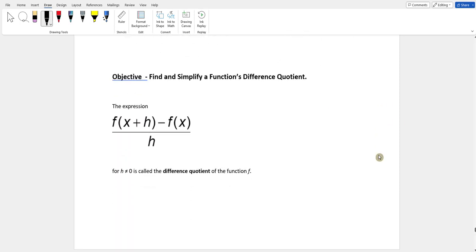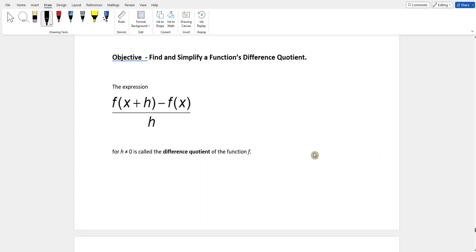Next, we're going to talk about how to find and simplify a function's difference quotient. These can be kind of long, so I'm going to go through it step by step so you can see how it works. But you've got to be careful in your calculations. The expression f of x plus h minus f of x, all divided by h, where h is not equal to 0, is called the difference quotient of a function f.